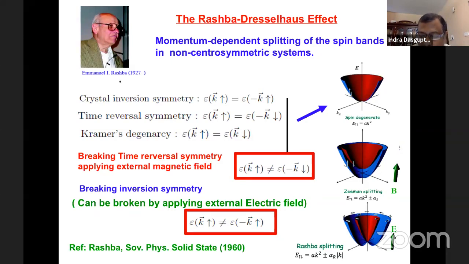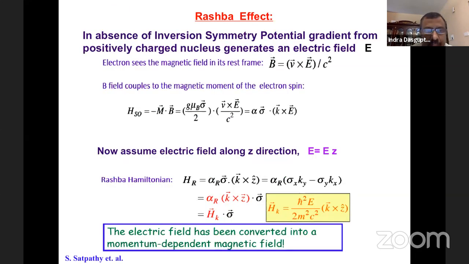And this is something which I'm going to talk about today, and which essentially distinguishes between the so-called Rashba effect and Dresselhaus effect. And the interesting thing is that now we're able to split the spins by applying an electric field, right? In contrast, what you normally do is split spins by applying a magnetic field. Well, so how does this thing happen? Let us try to look at it.